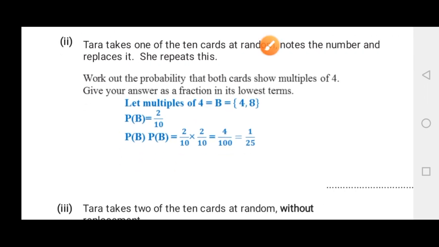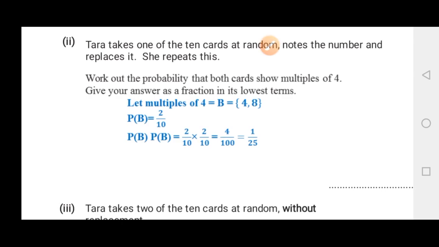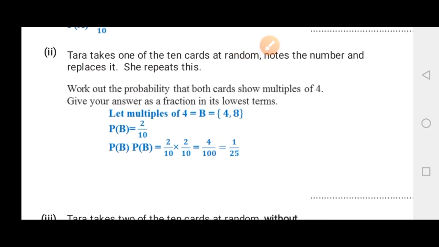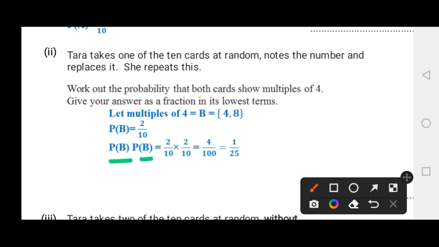This is the probability of a multiple of 4 card. As our requirement is both cards are multiples of 4, the first card is a multiple of 4 and the second card is also a multiple of 4. So probability of B is equal to 2 by 10, which is the probability of a multiple of 4. 2 by 10 is the value of probability of B. We will put 2 by 10 in place of probability of B, and 2 by 10, and multiply these two numbers. 2 multiplied by 2 is equal to 4, 10 multiplied by 10 is equal to 100.